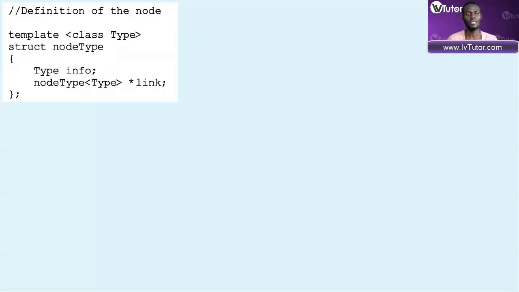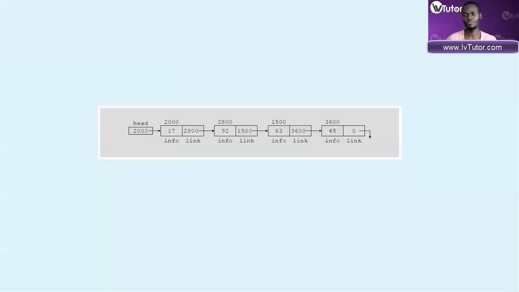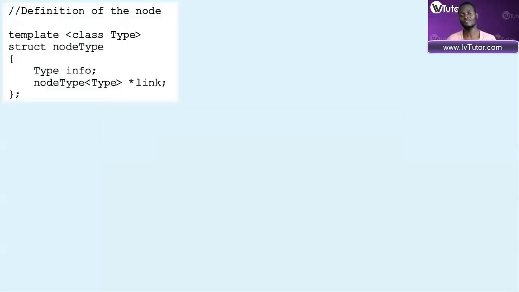So a node is made up of a struct. A struct here defines our node. And our node is defined as a template because we want our nodes to be of any type. If we go back here, we can see that we've got a list that stores integers. But what if we want our list to store doubles or strings? It means it has to be flexible. To achieve that, our struct is defined as a template.